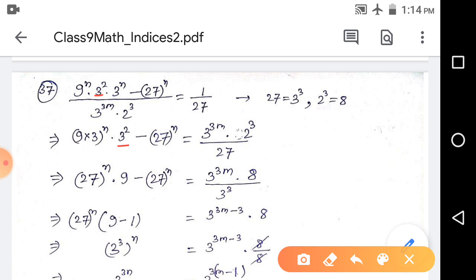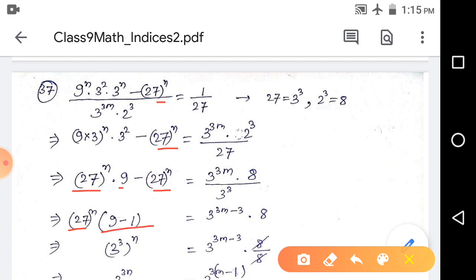Now see, when those are multiplied, it is 27 to the power n, and for this 3 square we can write 9. Now see this line, here we have 27 to the power n, and from the starting we have 27 to the power n here as the second term. So you can take this 27 to the power n as common, and it is 9 minus 1 inside the bracket, and for this 9 minus 1 we can write 8.